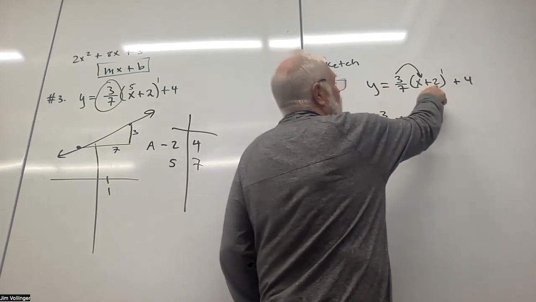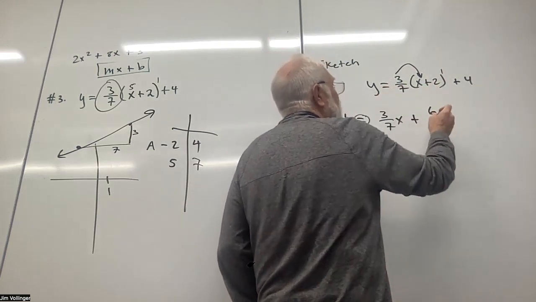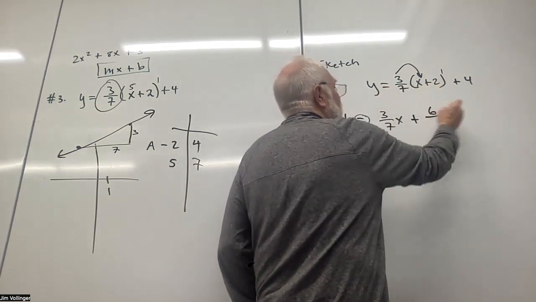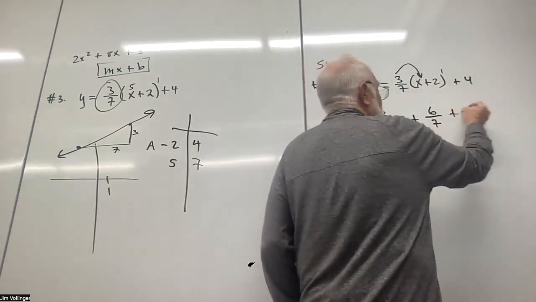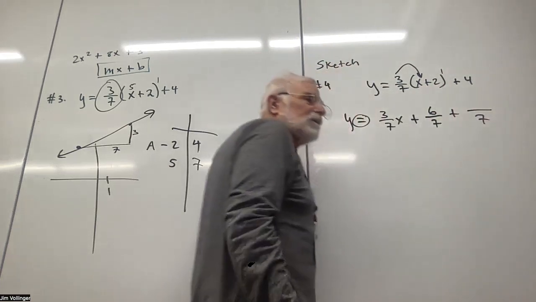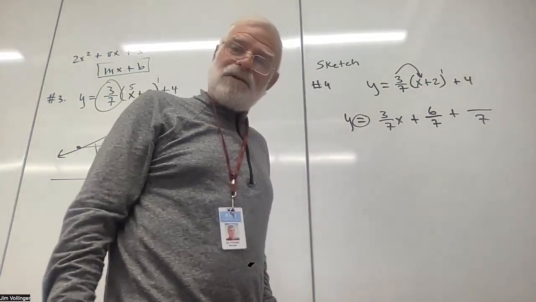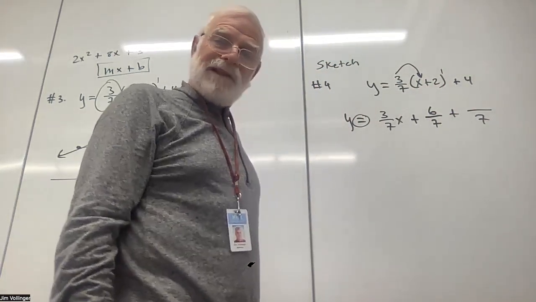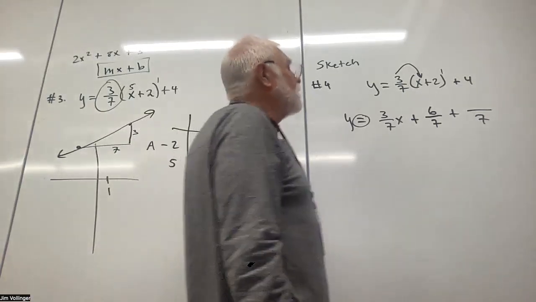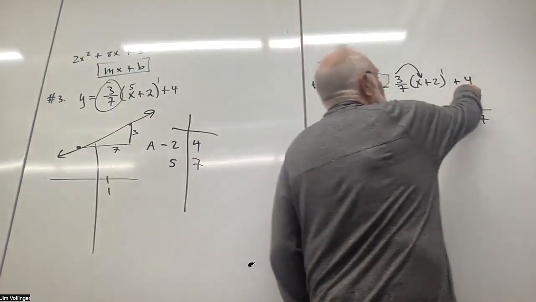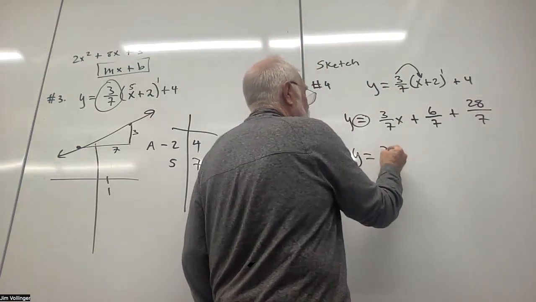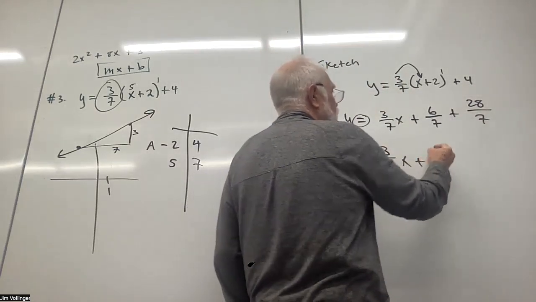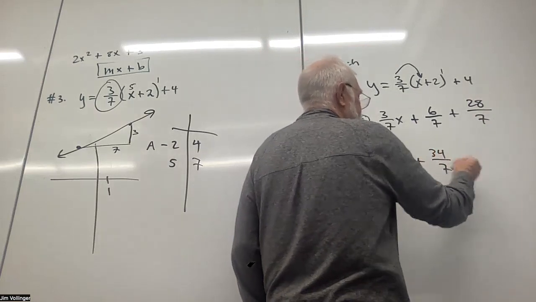It's supposed to work for all numbers. But I can tell you what 3 times 2 is. That's 6, and dividing by 7 gives me 6/7. I know I need a common denominator, so it's got to be 7ths, otherwise I can't add those things together. Got to have likeness. And I hope you can see that 7 times 4 gets you 28. So this becomes y equals 3/7 x plus 34/7.